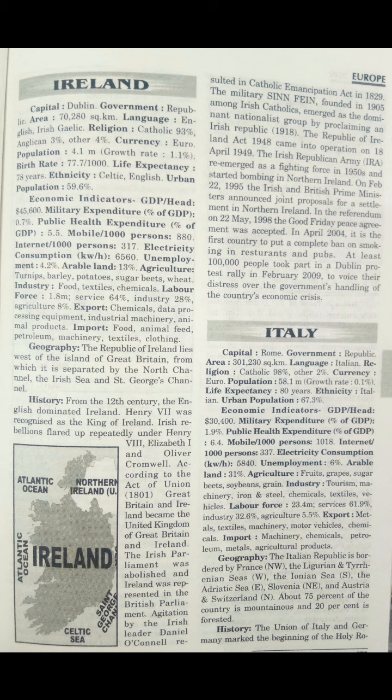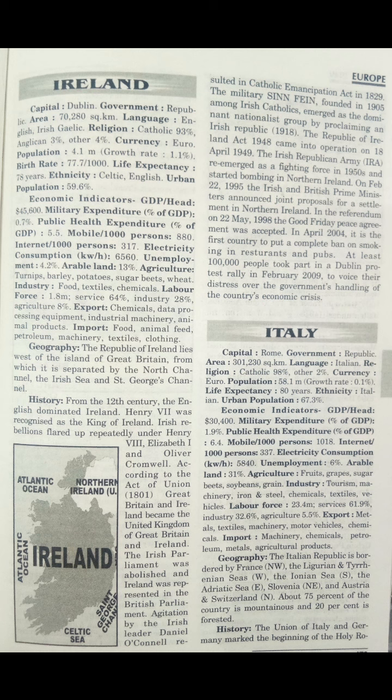Geography. The Republic of Ireland lies west of the island of Great Britain, from which it is separated by the North Channel, the Irish Sea, and St. George's Channel. History. From the 12th century, the English dominated Ireland. Henry VII was recognized as the King of Ireland.